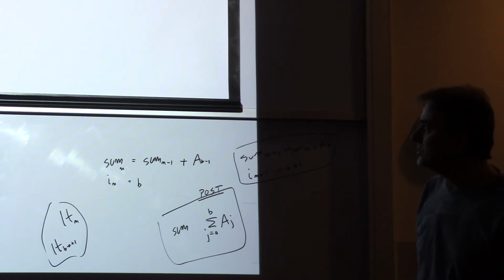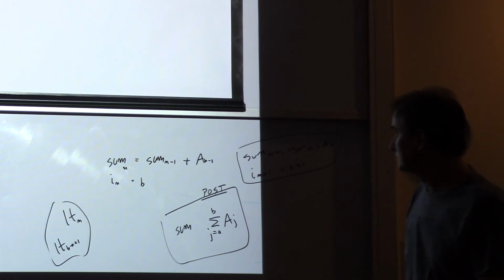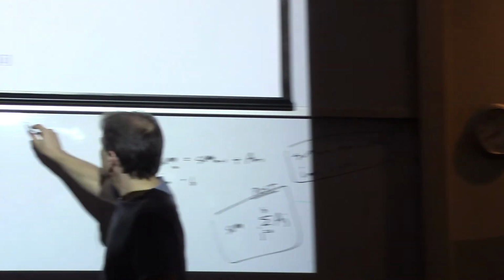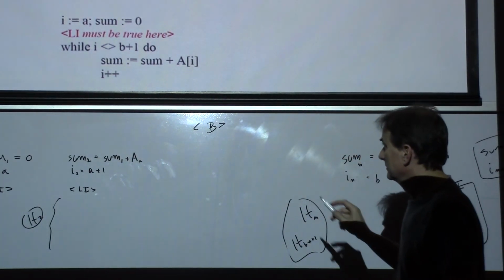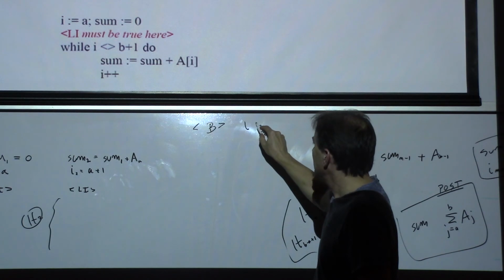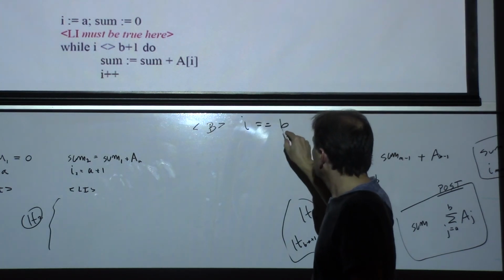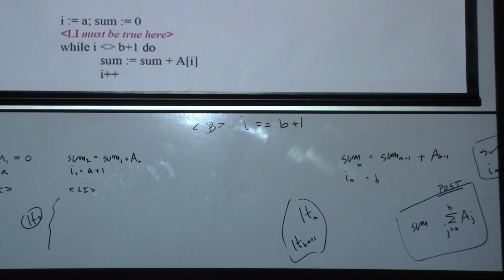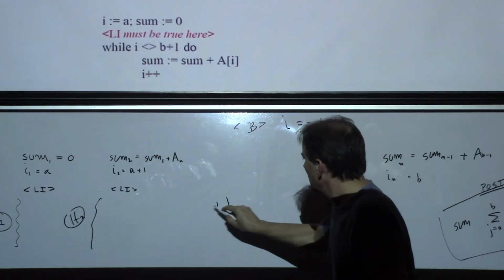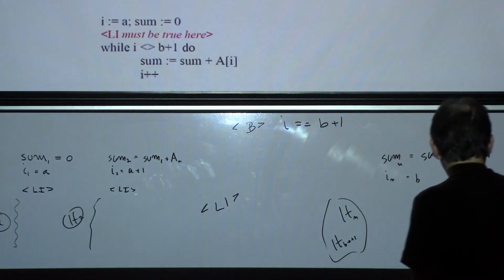So the break condition implies what? I'm going to write it here. The break condition, I'm going to put it over here, is I is equal to b plus 1. That's the break condition. Okay. So now, let's take a look at what we have here. What we want to do is look at the loop invariant, and we want the loop invariant to be a generalization of the post condition.